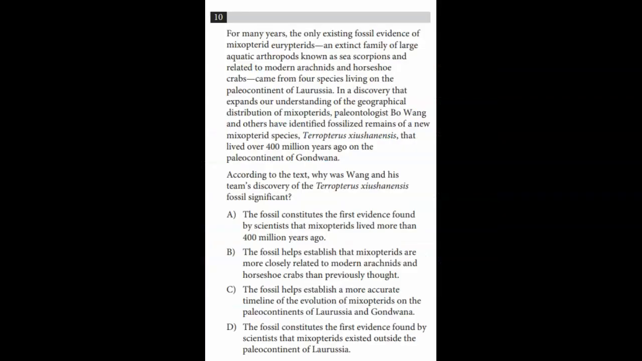Okay, number 10. According to the text, why was Wang and his team's discovery of the fossil significant? We're looking for the significance of the fossil discovery. For many years, the only existing fossil evidence of mixopterids, an extinct family of large aquatic arthropods known as sea scorpions and related to modern arachnids and horseshoe crabs, came from 4 species living on the paleocontinent of Laurussia. Okay, so this could be a reason for the significance: that it's the only existing evidence of these lives on Laurussia.